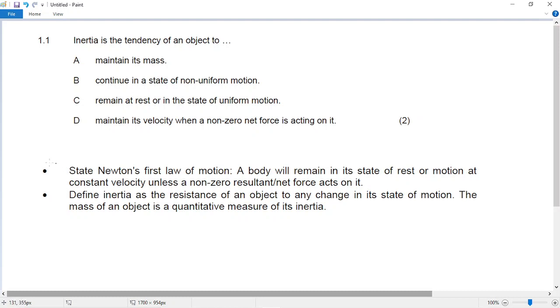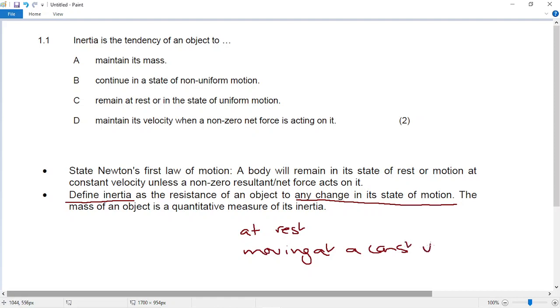If you go back to the grade 11 guidelines, there are two definitions that this question is closely linked to: Newton's first law of motion and the definition of inertia. Define inertia as the resistance of an object to any change in its state of motion. So let's think about what this means. What is your state of motion? You can either be at rest, okay? You can be moving at a constant velocity, okay? Or you can be accelerating or decelerating. These are your options for your state of motion.